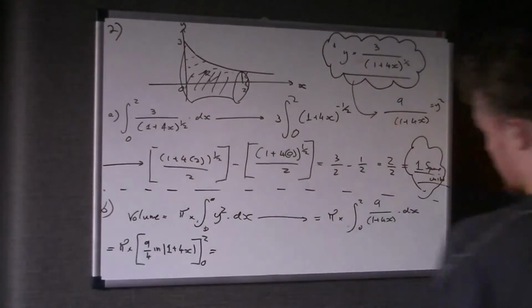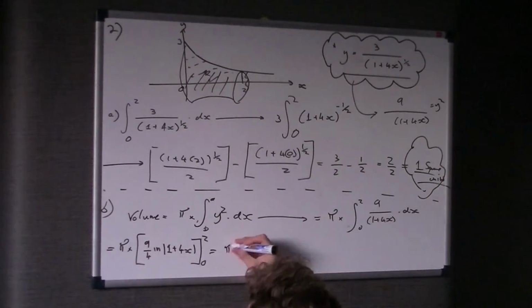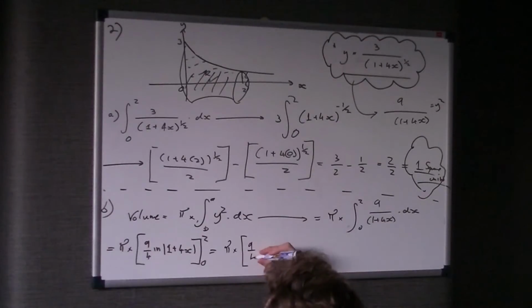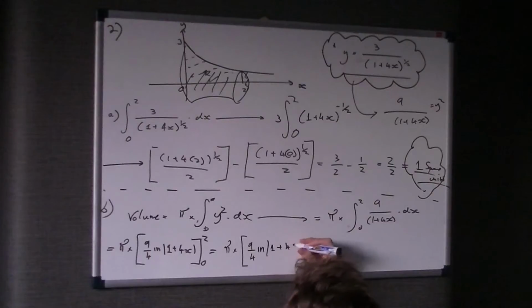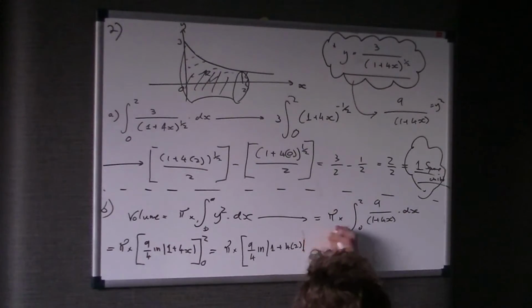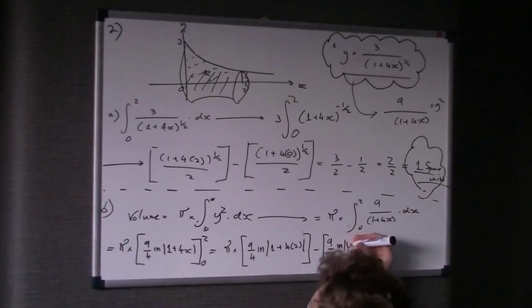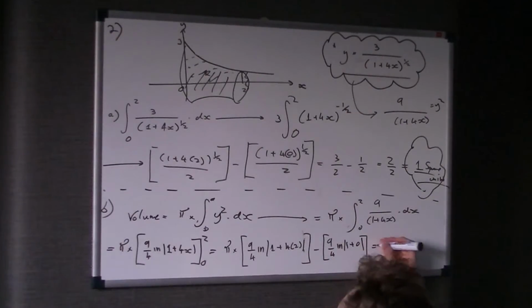Then you just sub 2 and 0 into that. So it's pi times the 9 quarters of ln of 1 plus 4 times 2, so the ln of 9, but we'll leave it in there. And we take that away from 9 quarters of ln of 1 plus 0, in other words the ln of 1.